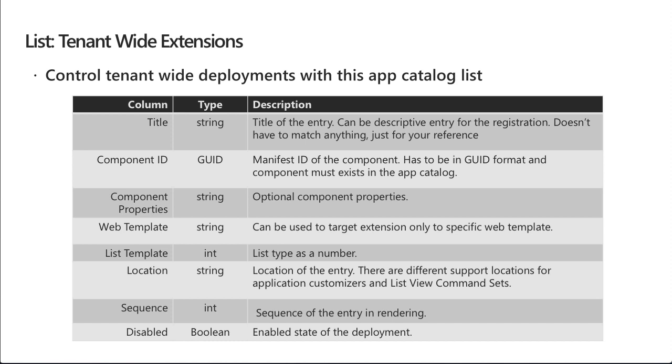The location is where this is going to go. So we have different supported locations for application customizers and list view command sets. And the sequence is, if we have multiple extensions that we're deploying, what is the order that they should be rendered or added to the page? So we can have a little more control over it that way.